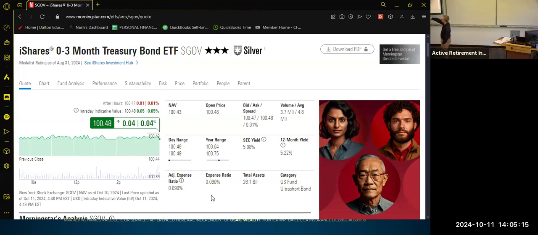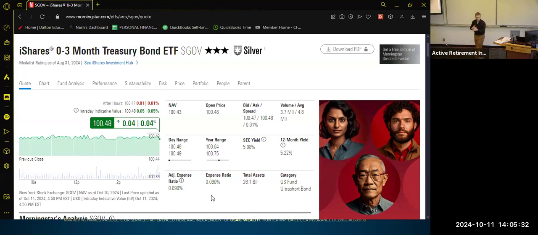But you can see some of the core characteristics of this fund just from here. You can see the expense ratio, like I mentioned before, which is relatively low at 0.09. You can see it's a US ultra short bond fund, and you can see that the yield is still sitting at a really decent 5%.